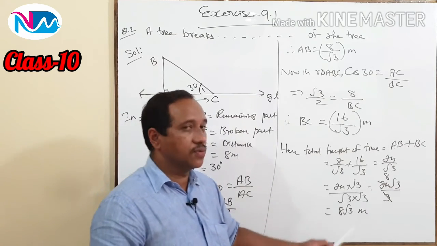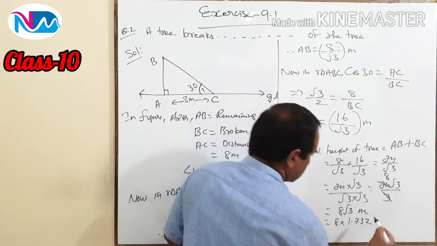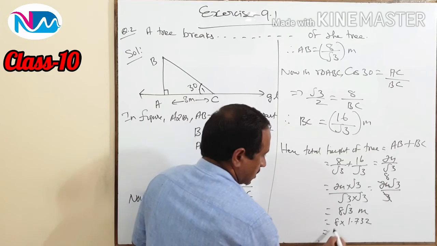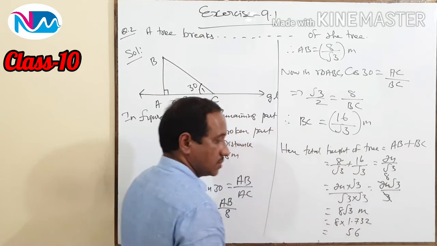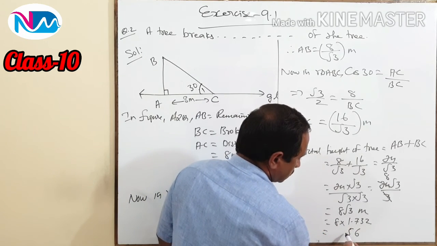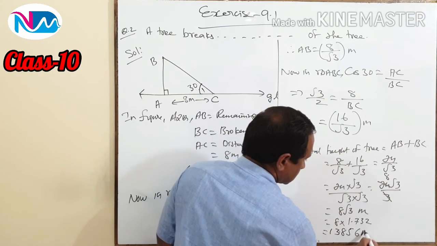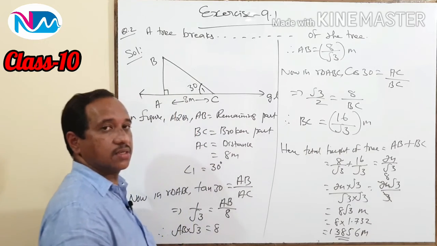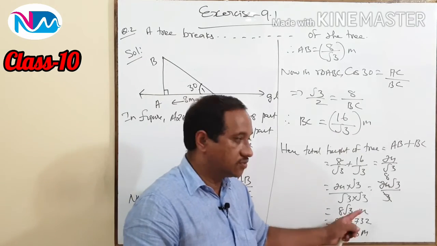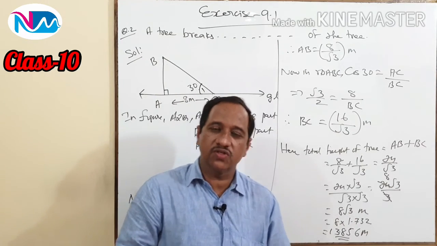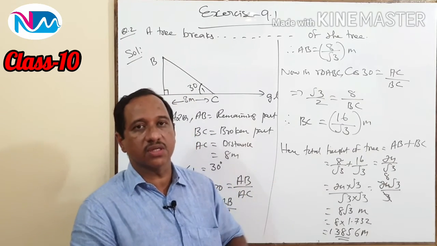If we substitute the value of root 3, the value of root 3 is 1.732. We get 8 into 2, 16, 8 into 3, 24 plus 1, 25, 8 into 7, 56 plus 2, 58, 8 into 1, 8 plus 5, 13, 13.856 meter. In the decimal form, the height of the tree is 13.856 meter.